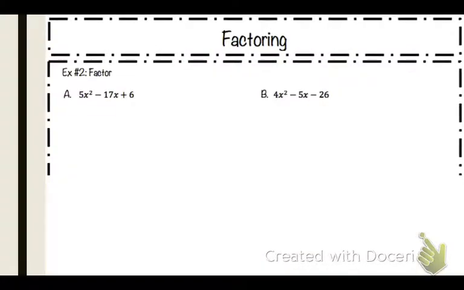So let's do these ones. We're going to factor these ones using that slip and slide method. So we always make sure it's in standard form and always check for GCF. This is in standard form. There is no GCF. We're good. So first we're going to slip that A over. So we're going to multiply the 5 by the 6. So we get x squared minus 17x plus 30.